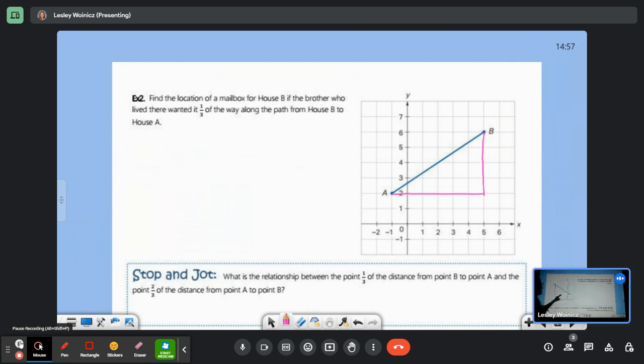Our total horizontal distance is 6. Total vertical distance is 4. Now, if I'm going from B to A, am I going right or left 6?